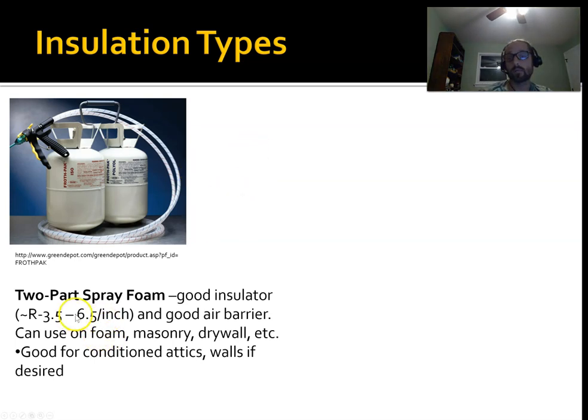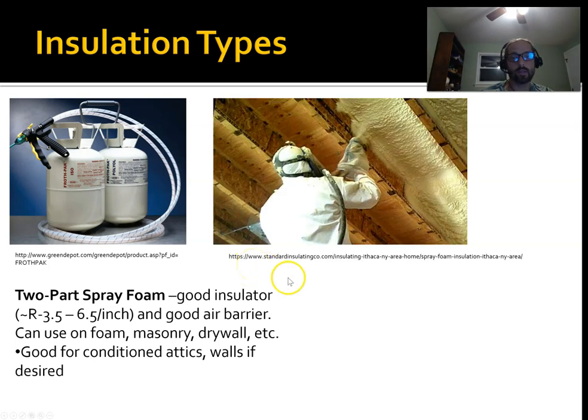So this is R4 to R6. We'll say good air barrier. You can use this anywhere because you can basically spray it on, and then it's kind of wet, and then it fills out and turns into this foam. Basically, it's really great. Good air barrier. It's adhesive, so you can spray it upside down, and it's going to stick to the ceiling. It'll seal up all of these framing members as well.